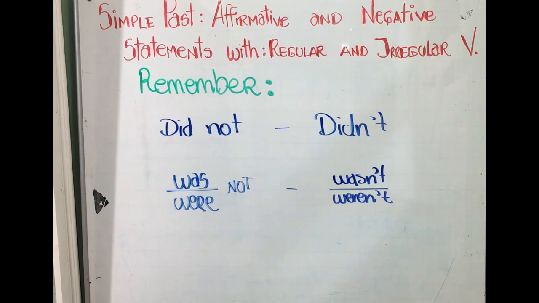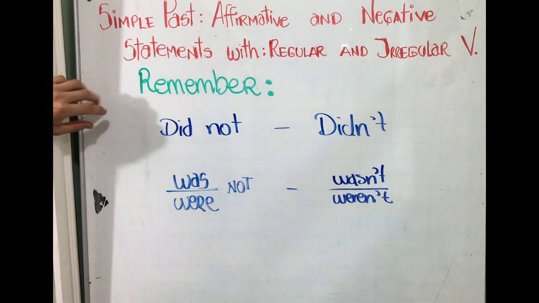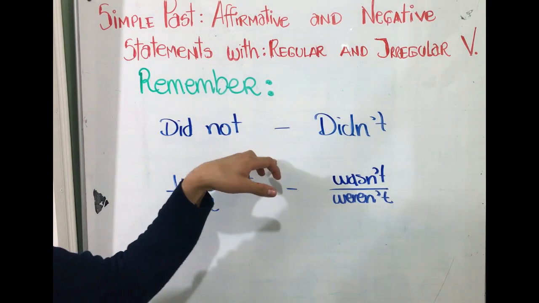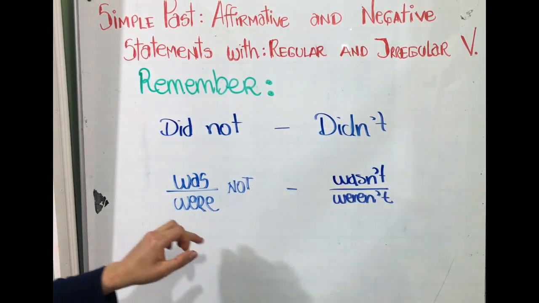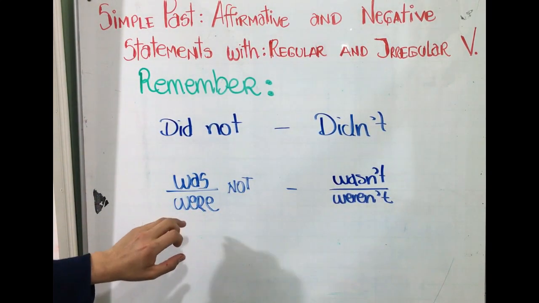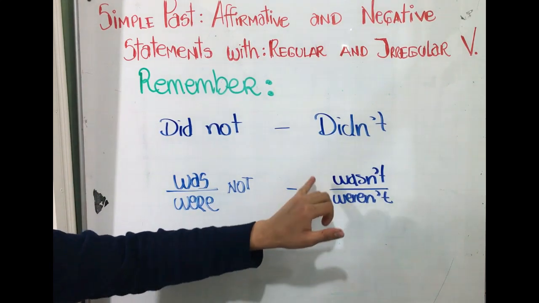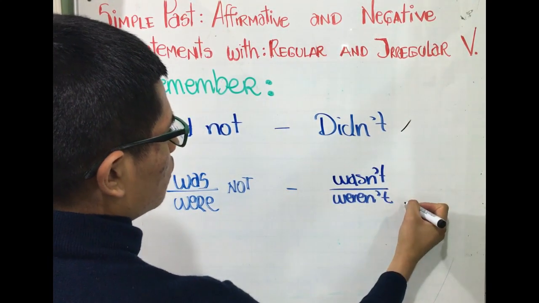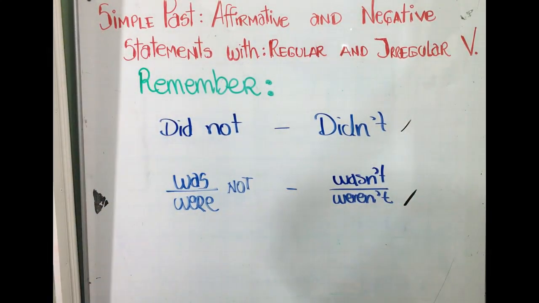Okay guys, to summarize this topic, try to remember that did not is the same as didn't, and was not, were not is the same as wasn't or weren't. But the most common are didn't and wasn't or weren't.